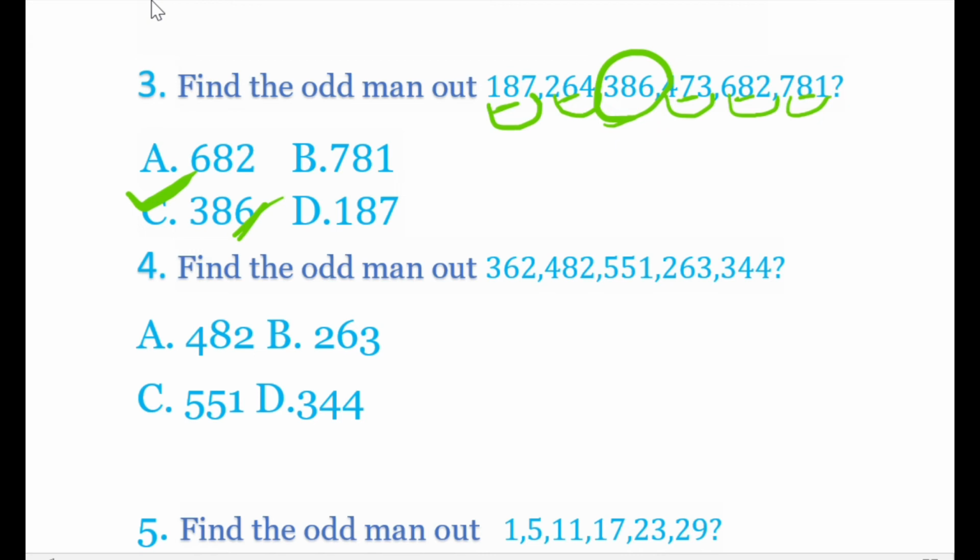So the next question, the fourth one: find the odd man out of 362 and the other numbers they have given. You need to find the logic. It is also a very simple one. If you multiply the digits, 3 into 2 would be 6, 4 into 2 would be 8, 5 into 1 would be 5, 2 into 3 would be 6. In a similar way, 3 times 4 has to be 12, not 4. So the odd one out is going to be 344. This is the simple logic, so try to think like this and try to answer yourself.